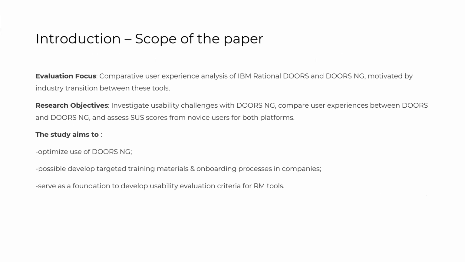The main focus of this paper is the comparative user experience analysis of IBM Rational DOORS and DOORS Next Generation, or DNG, motivated by the industry transition between these tools, a transition visible in an automotive company. The outcomes of this study include finding usability challenges of both platforms and comparing system usability scale scores from the new users for both tools. The study aims to optimize use of DNG, possibly target the training material for the new employees of the company, or serve as the foundation to develop usability evaluation criteria for RM tools.